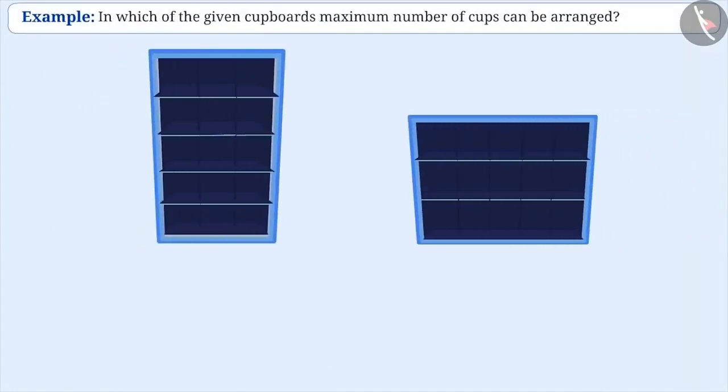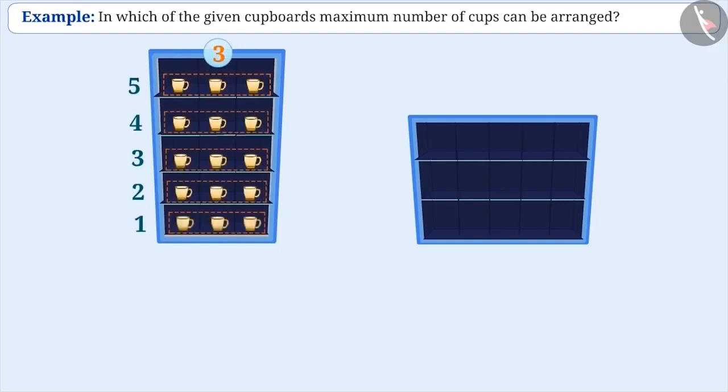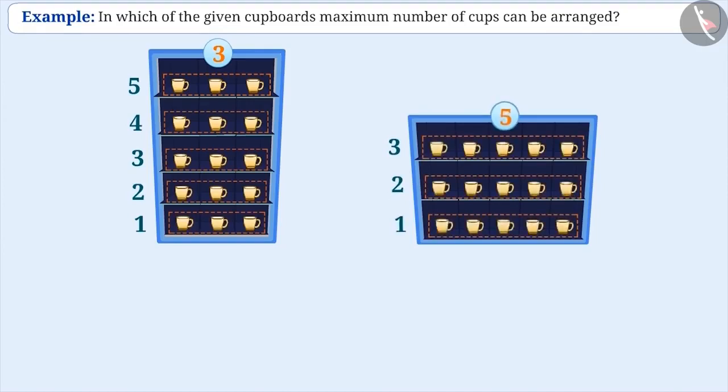Next example. There are 2 cupboards. There are 5 rows in the first cupboard and in each row only 3 cups can be arranged. In the second cupboard, there are 3 rows and in each row only 5 cups can be arranged. Can you tell which cupboard will have the maximum number of cups?